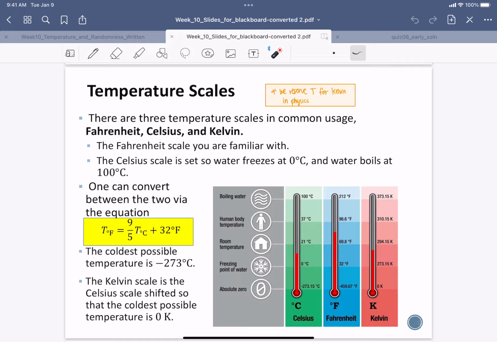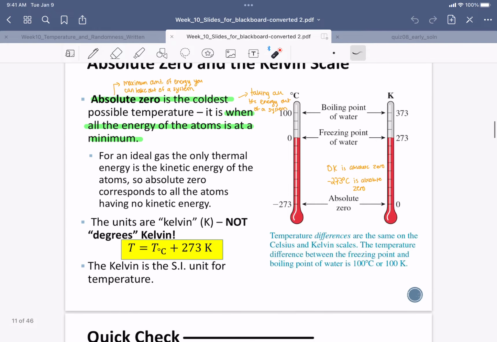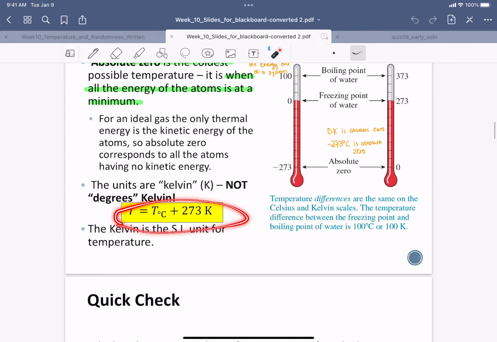This is temperature scales. You don't have to memorize the temperature scales or temperature conversions. They're all going to be on the equation sheet. But just know that you can convert Kelvin to Celsius, Celsius to Kelvin, and from that you can convert Celsius to Fahrenheit, Fahrenheit to Celsius, and whatnot. This is the conversion rate for Celsius to Kelvin, Kelvin to Celsius.